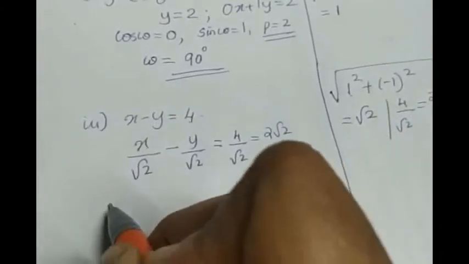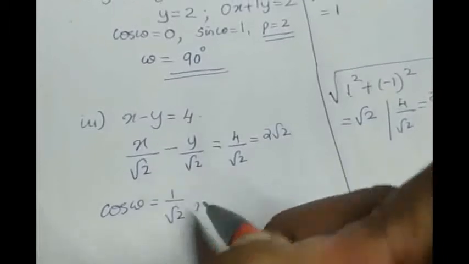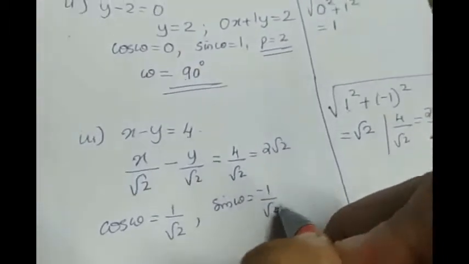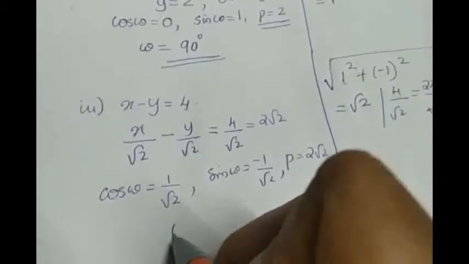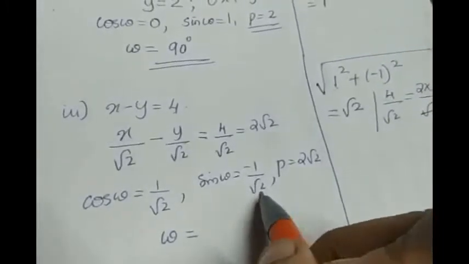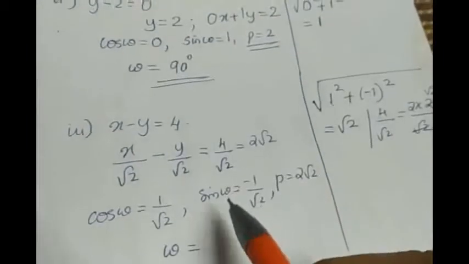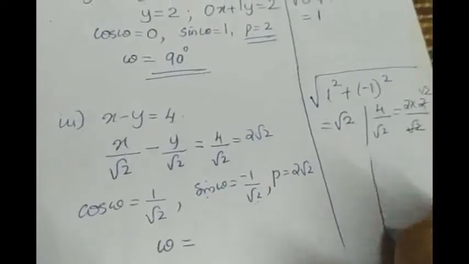So what is cos omega? Cos omega is the coefficient of x, which is 1 by root 2. Sin omega is the coefficient of y, which is minus 1 by root 2. And p is 2 root 2, the constant term. Now we have to find the value of omega. How can we find it? Sin gives the value minus 1 by root 2 and cos gives the value 1 by root 2. If I take the angle in which sin is 1 by root 2 and cos is 1 by root 2, it is 45.